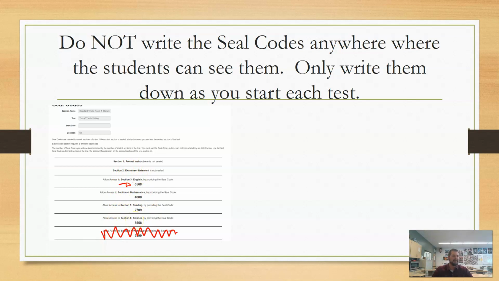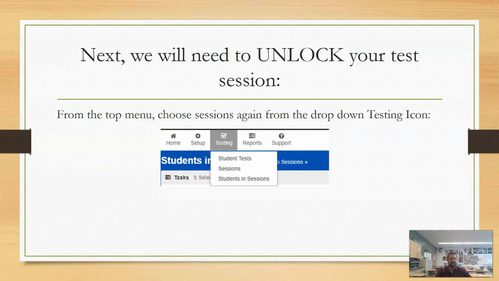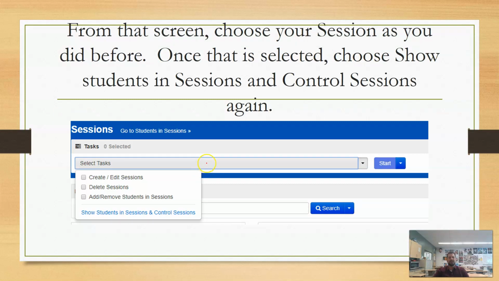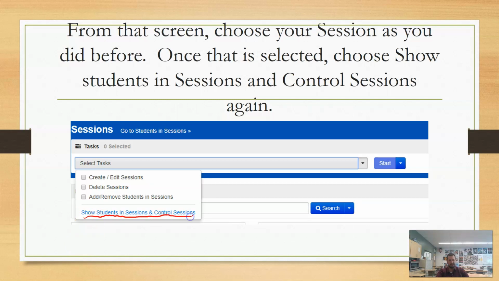You should get these the morning of the test, and you will give these to the students when they get ready to take that test. So now that you have the seal codes, you're going to go and unlock your test session. Now, this will not be something that you can do when you go in and explore around in the system, okay? What you'll have to do to unlock your test session is choose Sessions again from the drop-down testing icon at the top this time. So you go to Sessions, choose that one right there, and then click on that same Show Students in Sessions and Control Sessions option, okay?